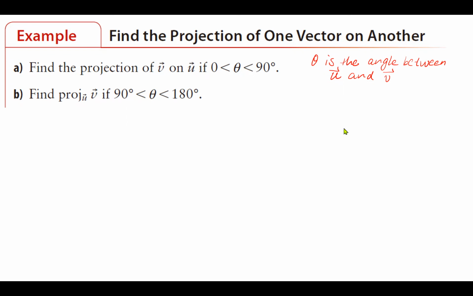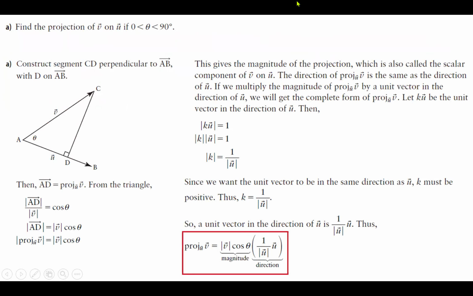All right, let's have a look at the solution together. So first, let's consider question A. We can construct a segment CD perpendicular to vector AB with D on AB, right? Then we know vector AD equals the projection of vector V to vector U. From this triangle, we know the magnitude of vector AD over the magnitude of vector V equals cosine theta. Therefore, the magnitude of AD equals magnitude of vector V times cosine theta, which means the magnitude of the projection of vector V on vector U equals vector V's magnitude times cosine theta.